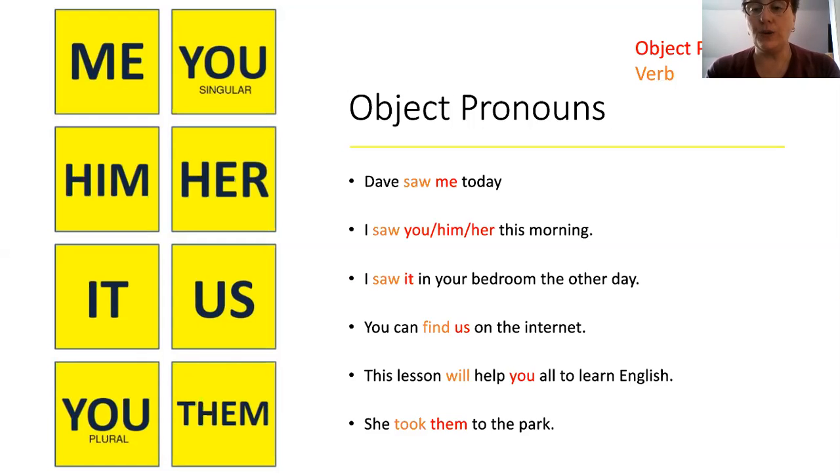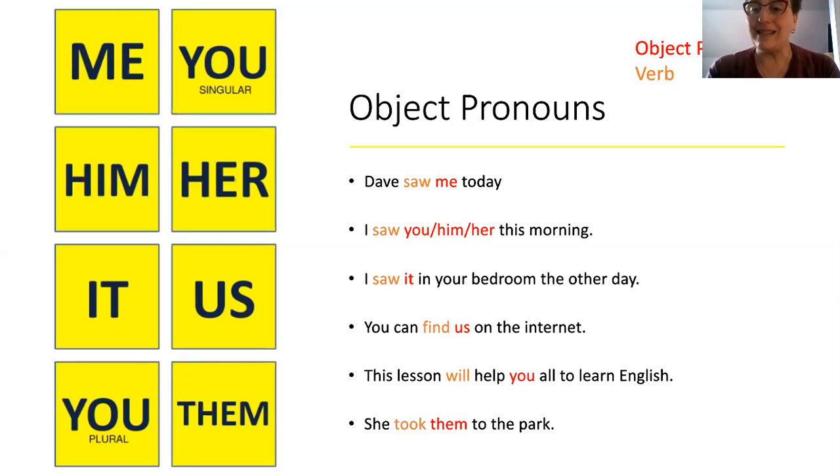I saw you this morning. I saw him this morning. I saw her this morning. These are all different examples of using the object pronouns you, him, and her in a similar sentence. You, him, and her are all object pronouns, because they are receiving the action of being seen.